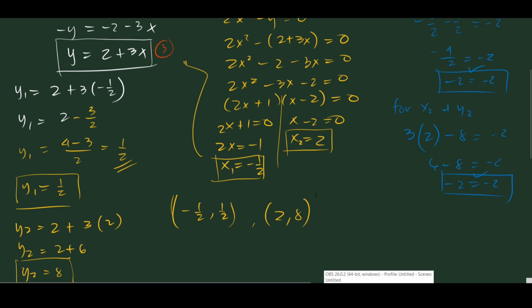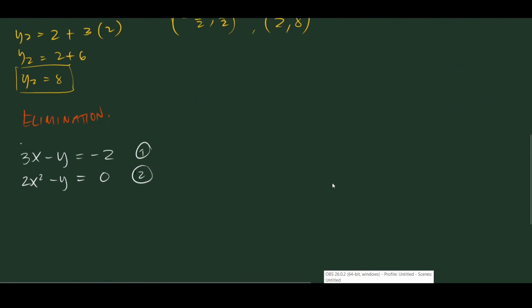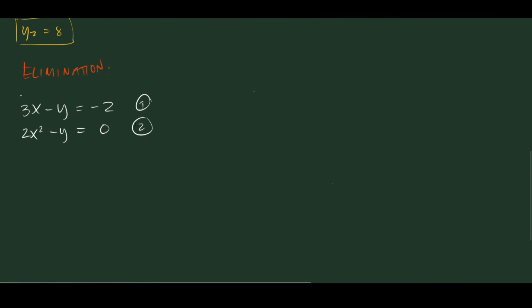Okay, let's see what we're going to get if we use the elimination method. So what are we going to do here? What is the most efficient way to do this? As you can see here, we already have negative y and negative y here. So we can either multiply negative 1 to equation 1 or equation 2. If we add them, we get a positive y and negative y. So let's just do it.